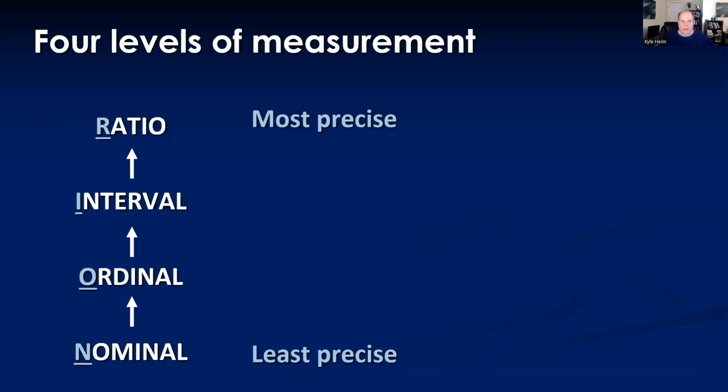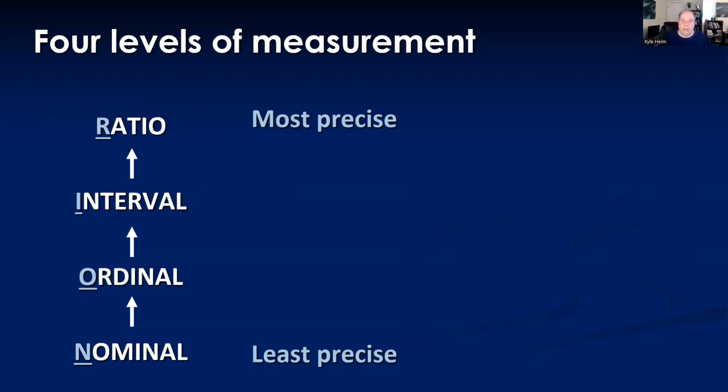And they go in order. So nominal at the bottom is the least precise of the 4 levels of measurement. Then we move up a step to ordinal measurement, and then to interval measurement, and then finally to ratio, which is the most precise of the 4 levels. So let's take a look at each of those levels one by one and what they mean, and then we'll talk about why all of this matters, why you should care.